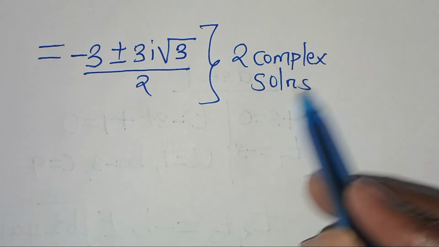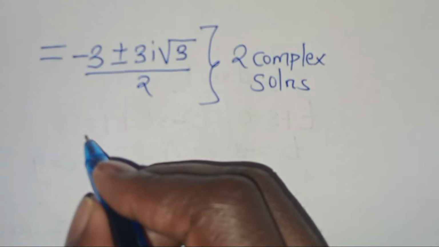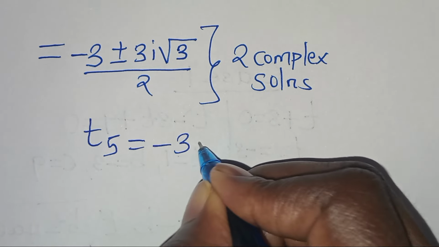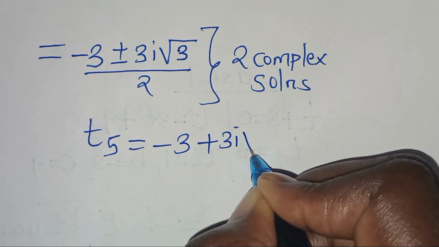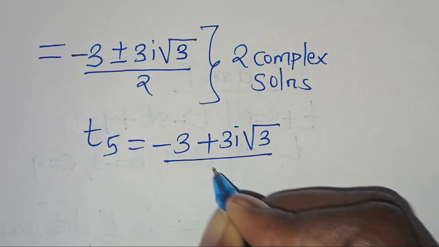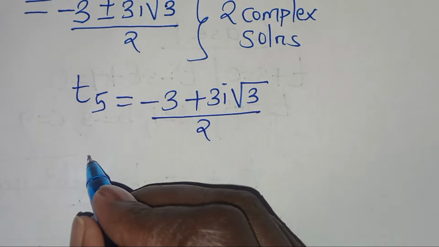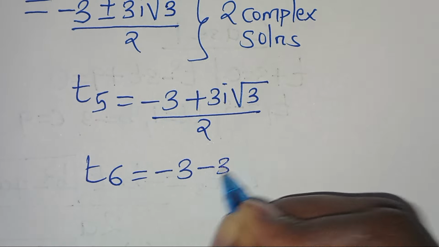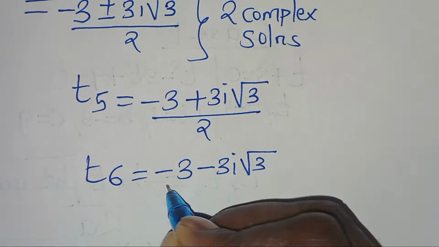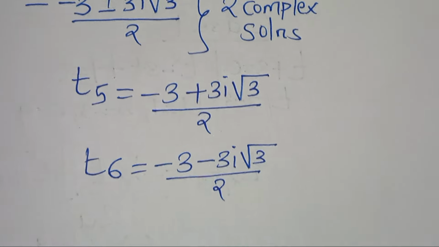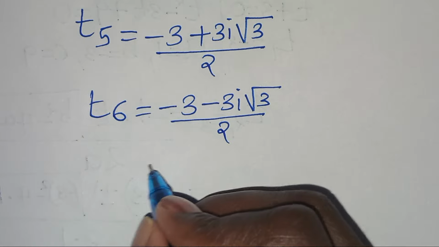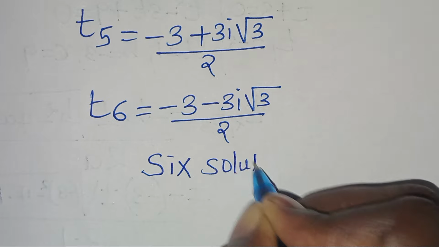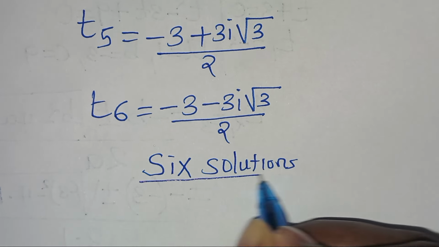Now these are two complex solutions under case 2, and this implies that t5 is equal to minus 3 plus 3i square root of 3, everything here divided by 2, and we have that t6 is equal to minus 3 subtract 3i square root of 3, everything here divided by 2. And this actually totals to 6 solutions. We have 6 solutions to this exponential equation here.